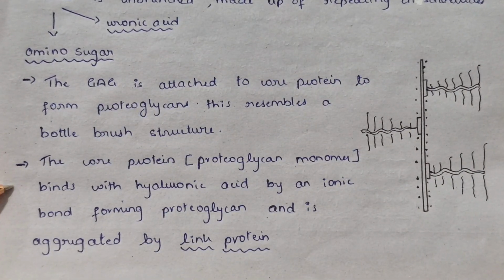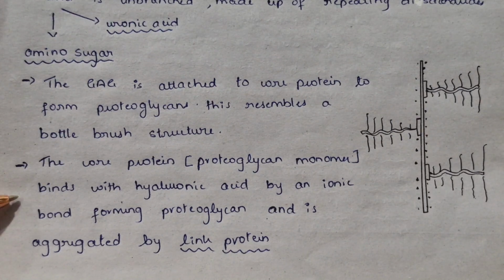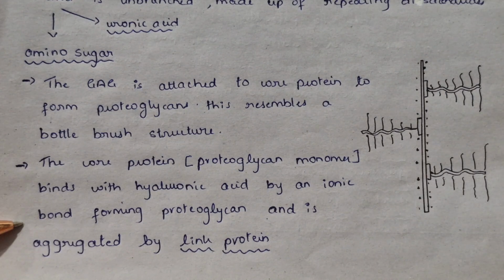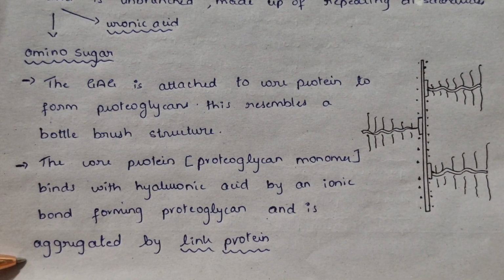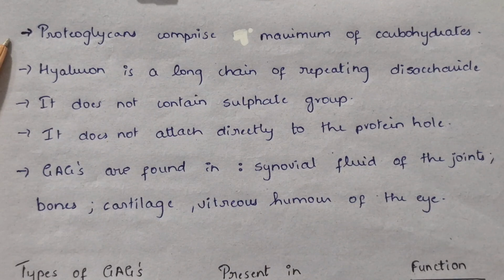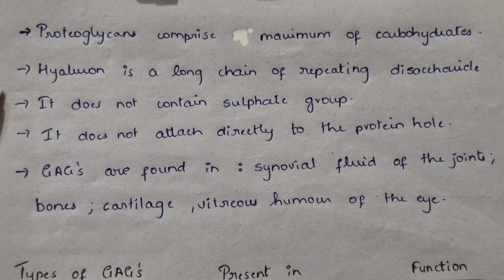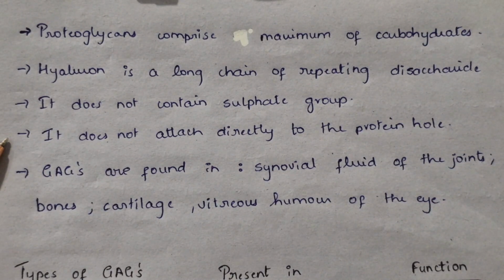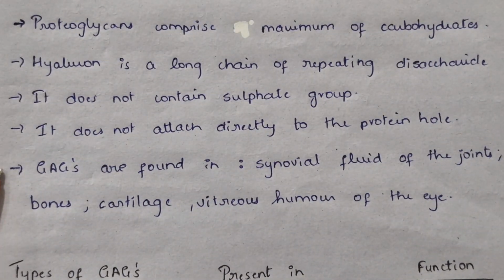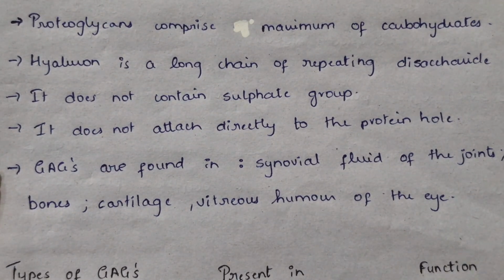The core protein, that is the proteoglycan monomer, binds with hyaluronic acid by an ionic bond forming a proteoglycan, and is aggregated by link protein. Proteoglycans comprise a maximum of carbohydrates. Hyaluronan is a long chain of repeating disaccharide. It does not contain a sulfate group. It does not attach directly to the protein core. GAGs are found in synovial fluid of the joints, bones, cartilage, and the vitreous humor of the eye.